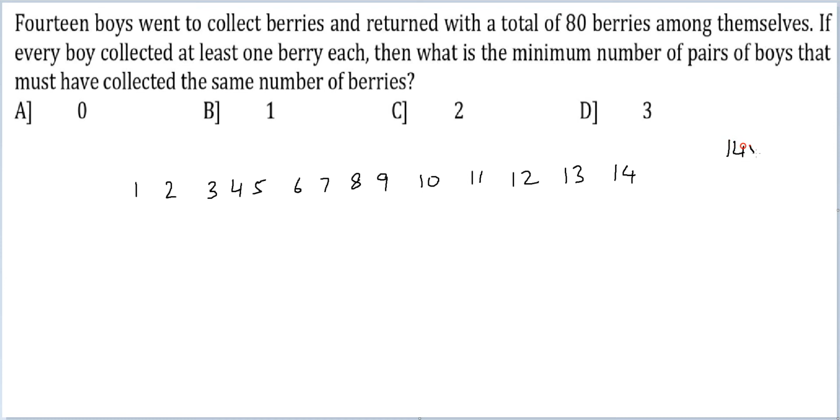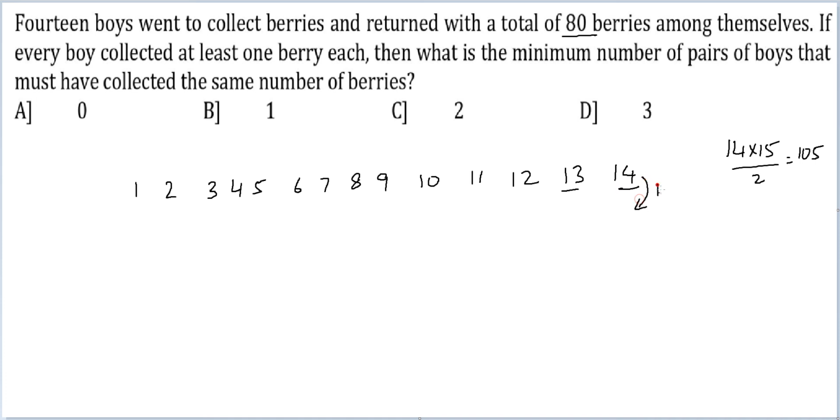But then 14 into 15 by 2 is equal to 105 berries. But there were only a total of 80 berries that had to be given. So I have to remove 25 berries from the running here. If I have to remove 25 berries, the best way to do it without impacting the different scores would be to remove berries from the highest berry pickers right now.